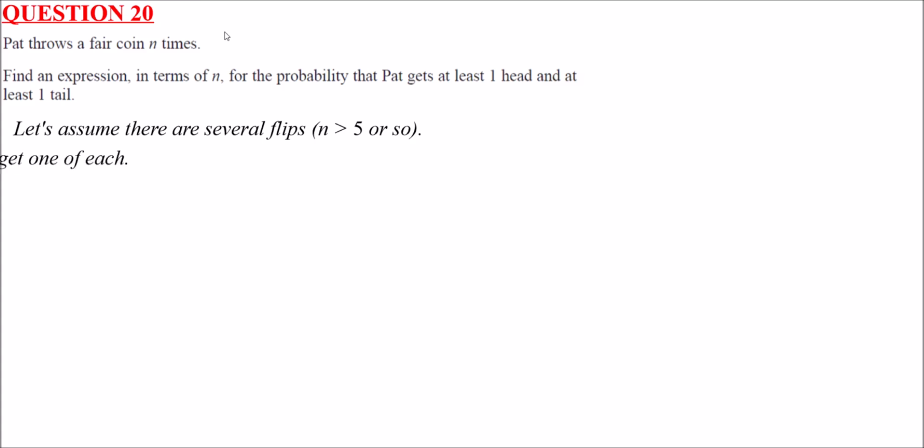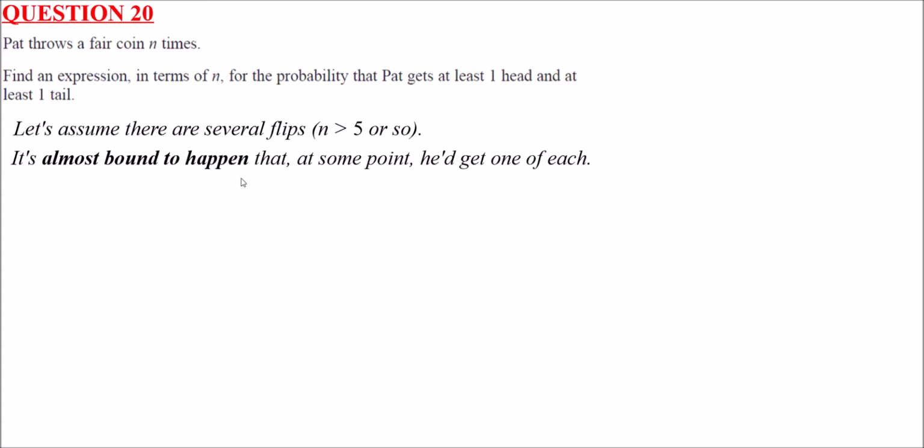So let's just think about this before we get into it. It's almost bound to happen that at some point he'd get one of each. For example, imagine he flipped a coin 100 times. I mean, how could he not get at least one of each? And that's the best way into thinking through this question. How could this not happen? How could he flip a coin several times over and not get at least one head and one tail?